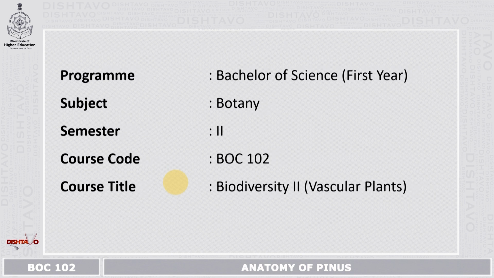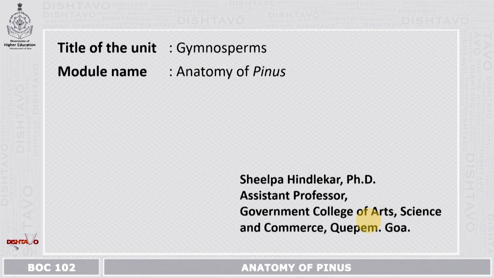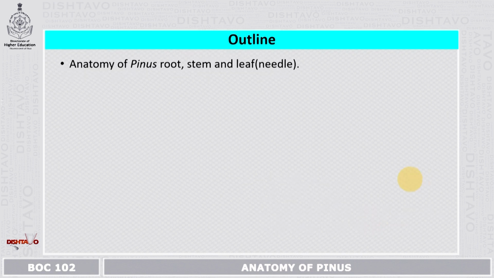Welcome to the program Bachelor of Science, first year, subject Botany, semester 2. The course code is BOC 102 and the course title is Biodiversity to Vascular Plants. The title of the unit is Gymnosperms and the name of the module is Anatomy of Pinus.